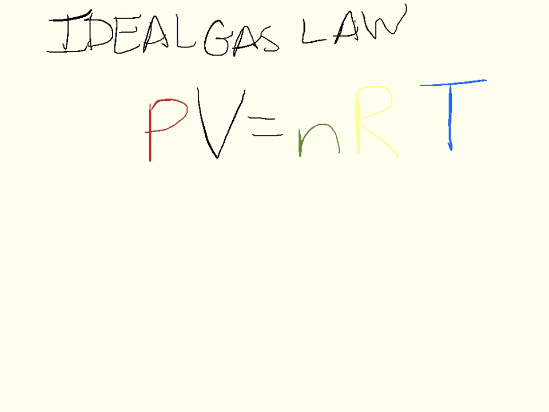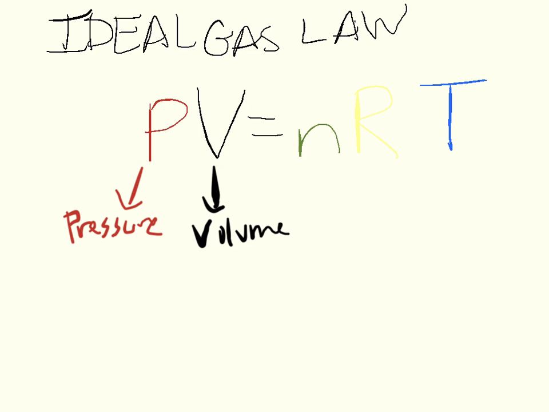Let's see what I mean by that. So, in the ideal gas law, we have PV equals nRT. P stands for pressure. V stands for volume. T stands for temperature. And now we have two new variables that we have to explain. n stands for the number of moles. So this is the quantity, the number of moles of the gas present.